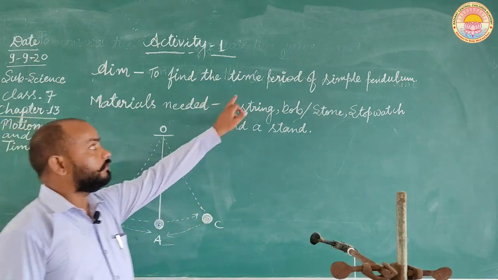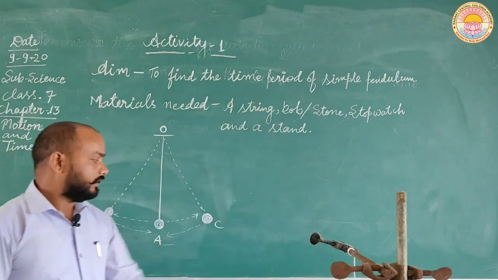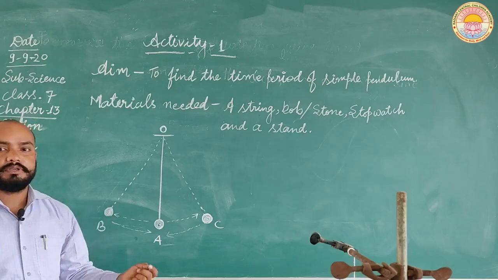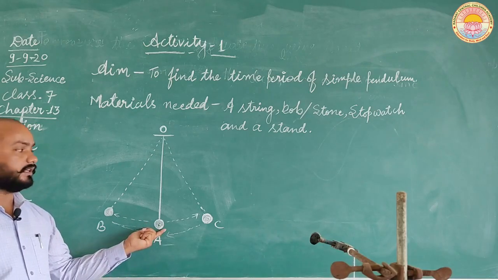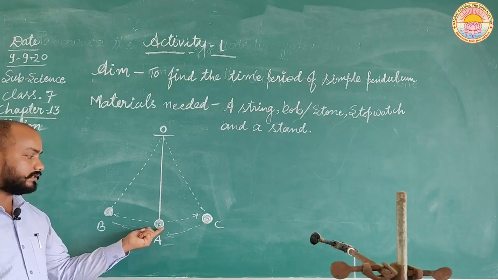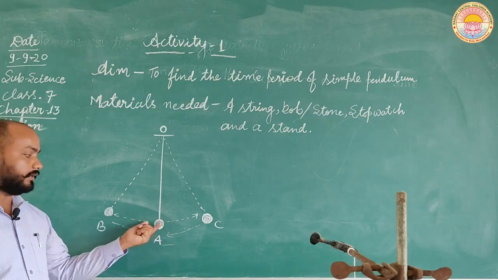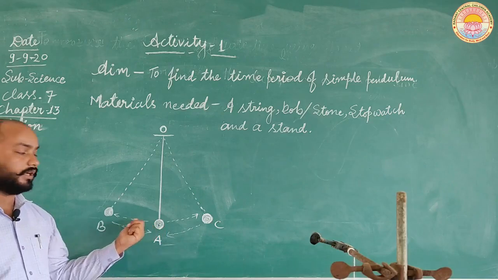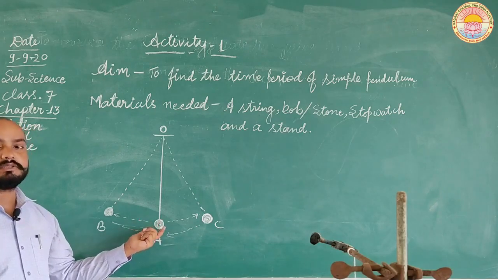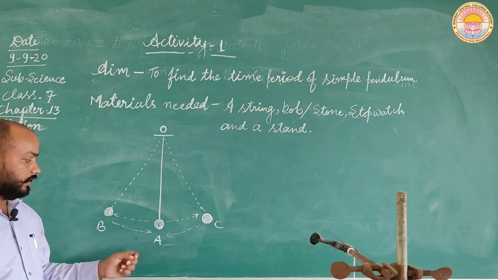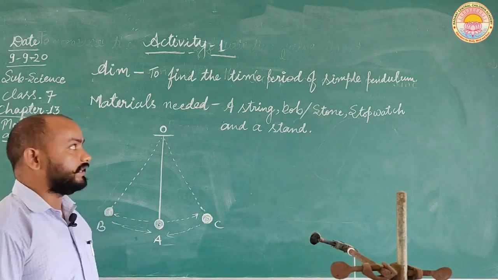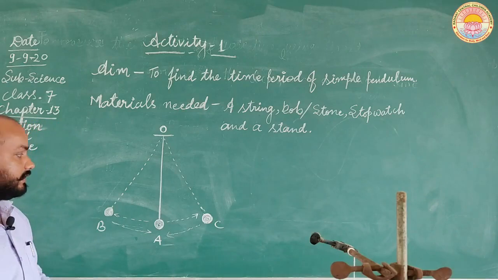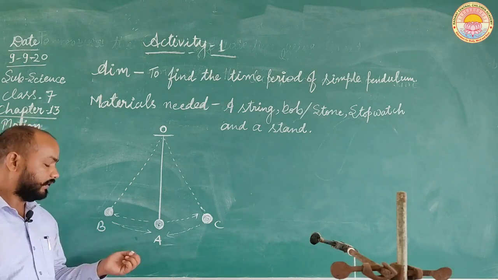So we have to know what the time period is. The time period is the time taken by the pendulum to complete one oscillation. Suppose this pendulum takes 1 minute to complete one oscillation, then the time period of this pendulum will be 1 minute. Here another term is introduced: oscillation. What is the meaning of oscillation? Let us know about oscillation.